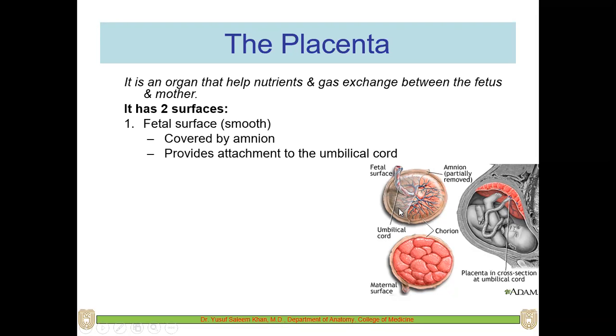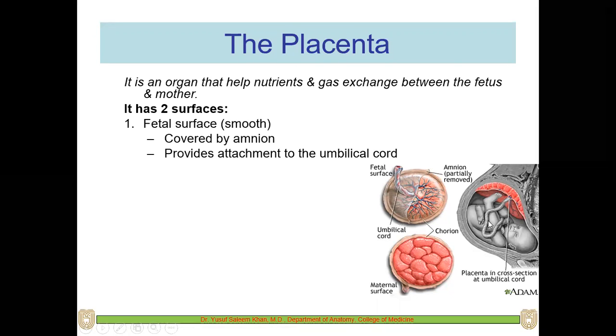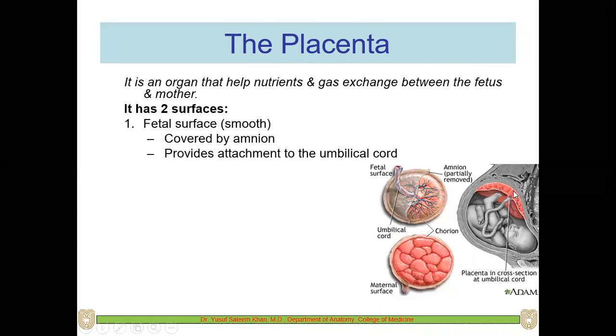So it is usually covered by the amnion, and provides attachment to the umbilical cord. As you can see here, this is the umbilical cord, which is usually almost at the center, attached here. Here you can see the same placenta seen within the uterus. This is the umbilical cord, which is the connection between the fetus and the placenta. So here is the placenta, with the umbilical cord attached to it.